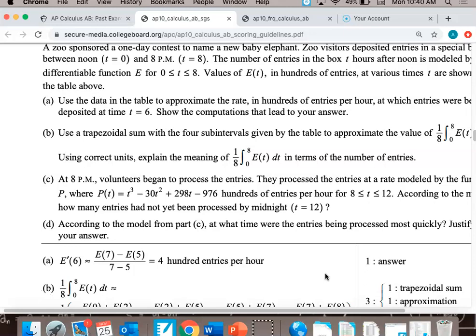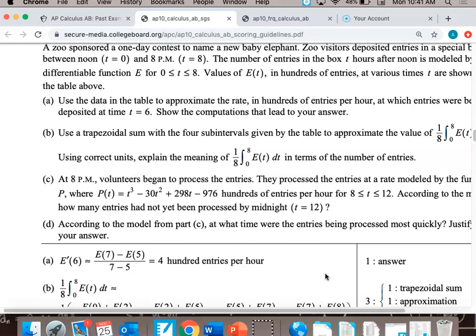So it looks like you guys just got 400. Be careful with your units. No, for part A, I didn't say erase for part A, so be careful. Use the data table to approximate the rate in hundreds of entries per hour. So you either have to put 4 or you have to put 400 entries per hour, right? Okay. 4 with a number of hundreds of entries per hour, that's fine. Same thing. So everybody got it. You guys got the math. Just be careful with the units.